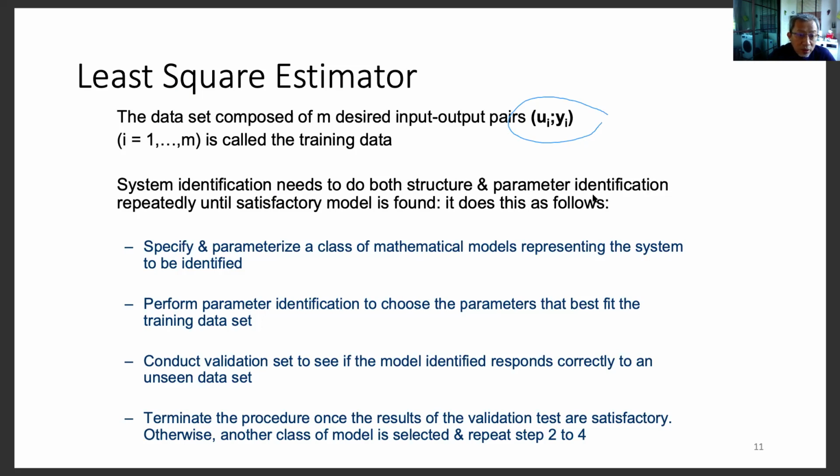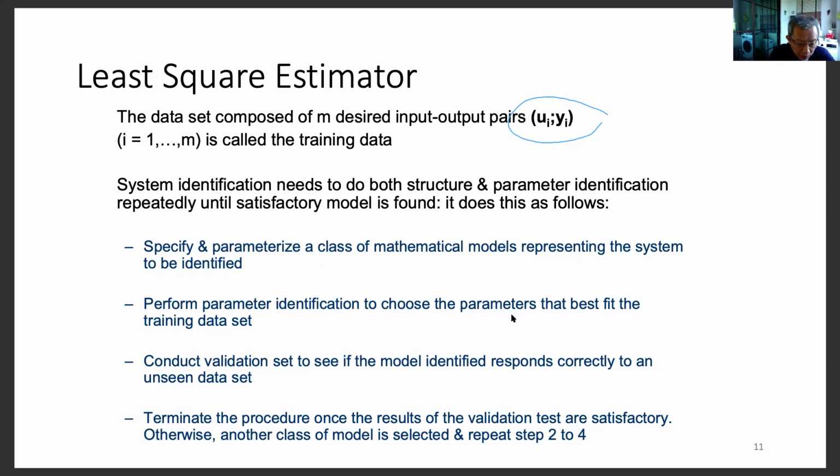First, we have to specify and parameterize a class of mathematical models representing the system to be identified. This is more towards the structure selection. Then we perform parameter identification to choose the parameters that best fit the training data set. Then we conduct validation to see if the identified model responds correctly to an unseen data set, and we terminate the procedure once the results of the validation tests are satisfactory.